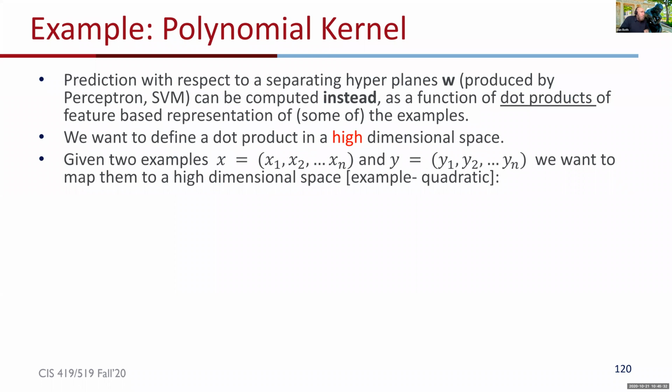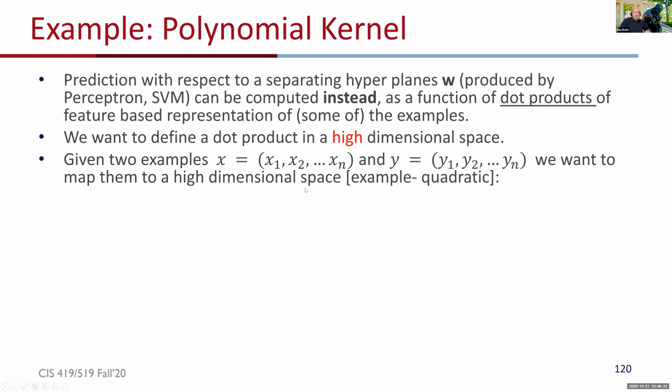So the example that I'm showing here is what is called polynomial kernel. We're going to reconstruct it a little bit later again, but here is the story that I'm trying to tell here. What I've said so far is that the prediction with respect to a separating hyperplane W can be reproduced or computed instead as a function of dot products of feature-based representation of the examples or some of the examples. So let's assume that I have 2 examples. This example X and dimension, Y is the second example.